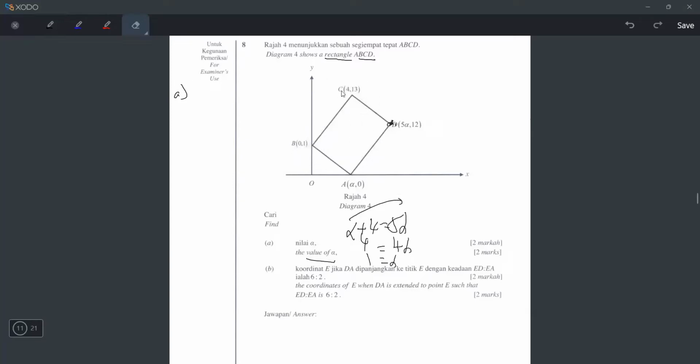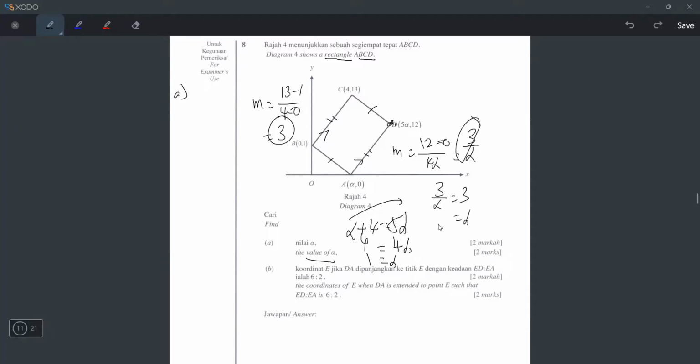But actually there are also other ways to do it. What are the other ways? Use the gradient law. You find the gradient of BC: 13 minus 1 over 4 minus 0, which is 3. Then the gradient of AD is 12 minus 0 over 4 alpha, which is 3 over alpha, because 12 over 4 is 3. Then you equate the gradients because they are parallel, so 3 over alpha equals 3, and alpha equals 1 also.